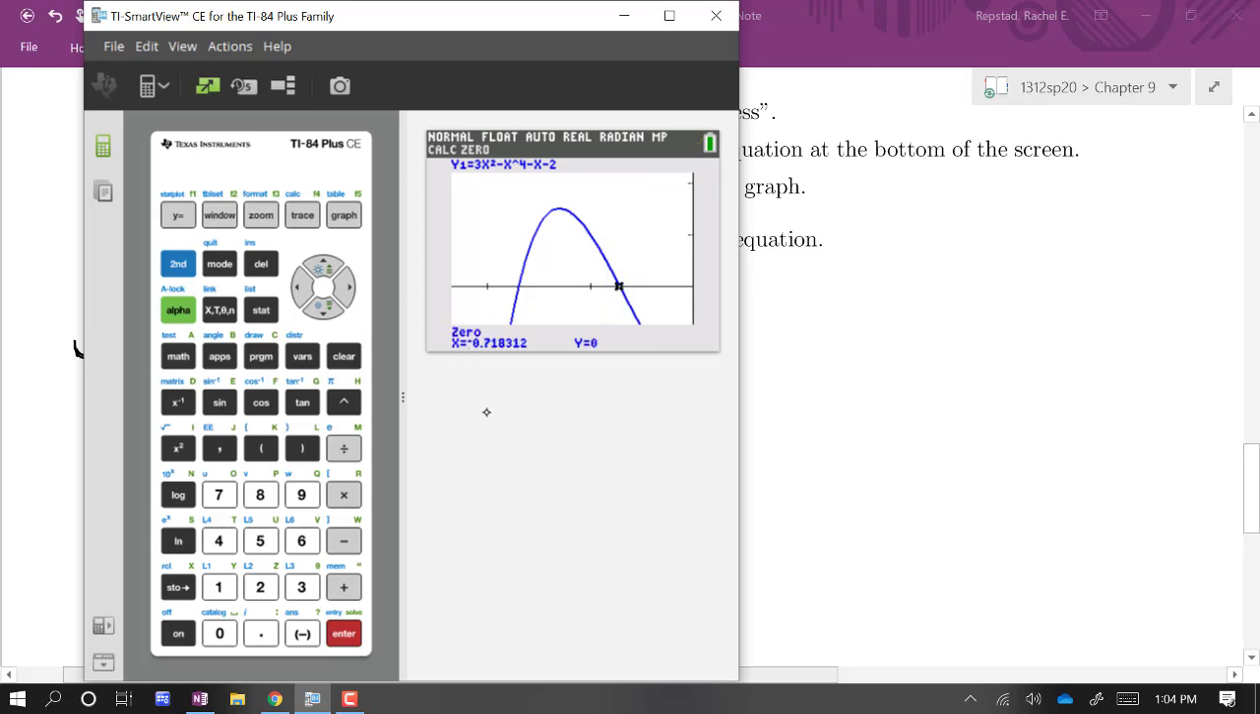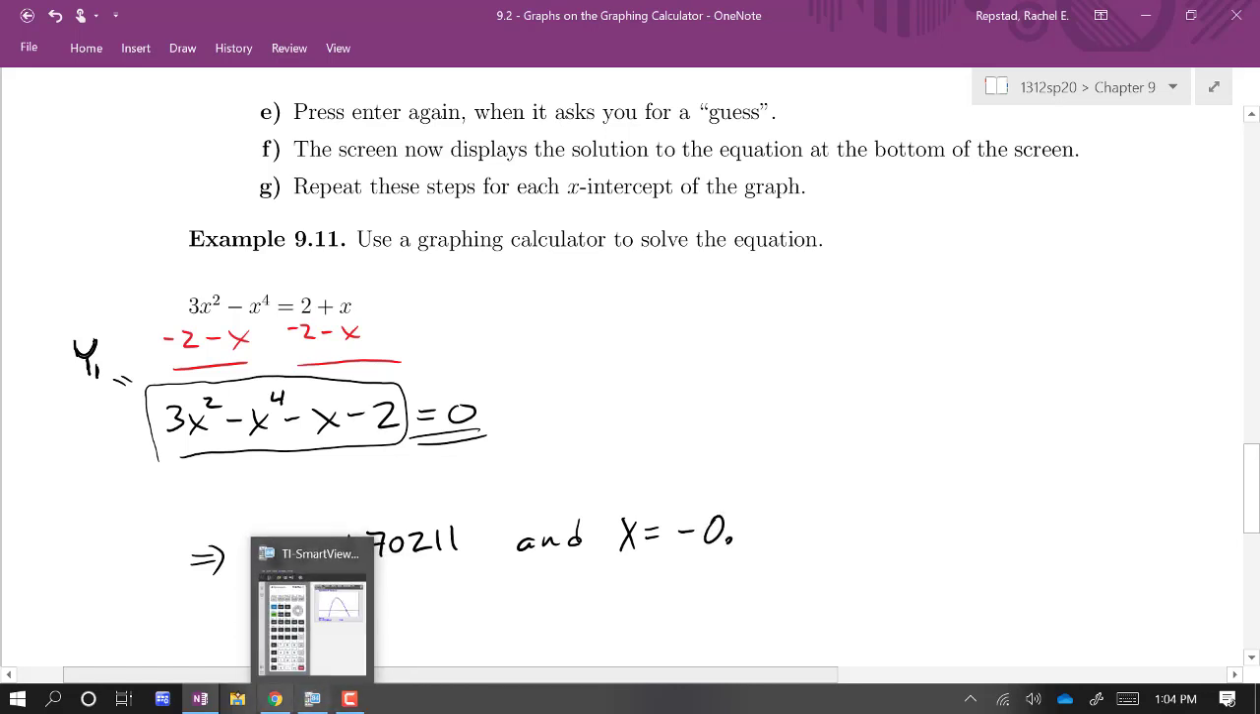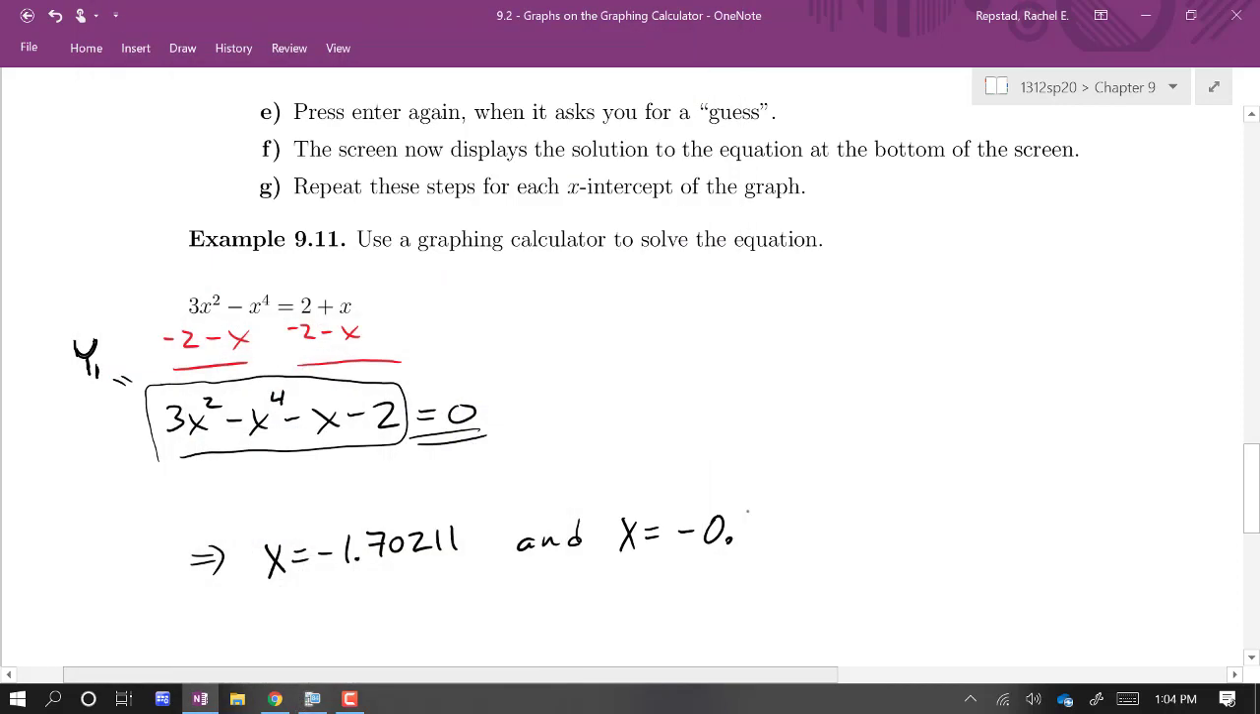And there we have 0.718312. Oops. And this is not y equals, this is of course x equals 0.718312. And those are our two zeros.